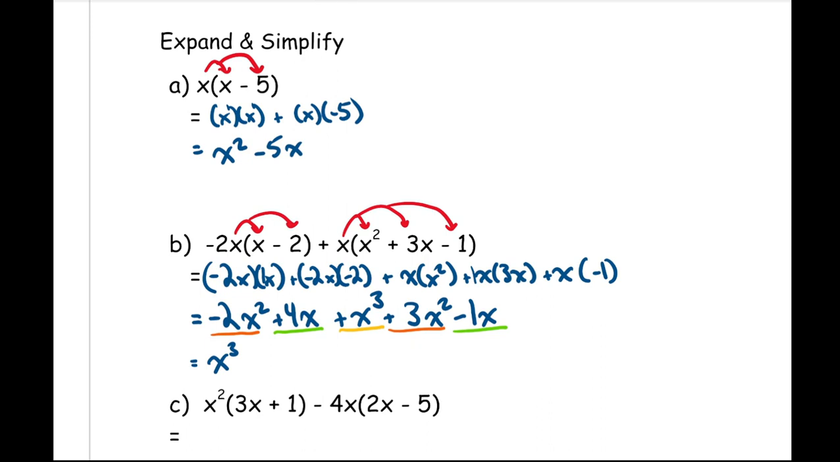my x squareds are next, so minus 2x squared plus 3x squared. Here when I'm collecting like terms, when I'm adding and subtracting, I'm only dealing with the numbers in front. The variables are just there indicating what type of item it is, you could say. So negative 2x squared plus 3x squared is plus 1x squared. And then 4x minus 1x is plus 3x. So that is my simplified form.